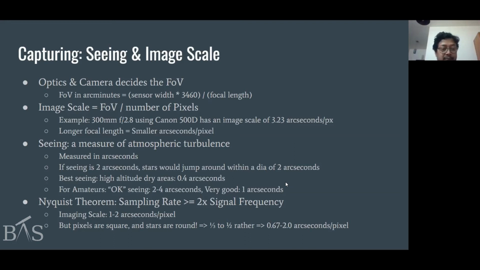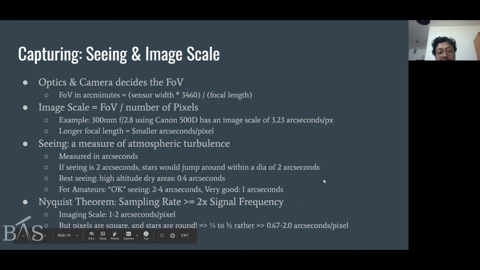So there comes a theory. If you want to sample something which is being splattered around by 2 to 4 arc seconds, your sampling rate has to be half of that. That means the pixel size you require to correctly capture data that is getting splattered around in 2 to 4 arc seconds should be half of that. So the imaging scale for mortal entities, for amateurs, where the seeing is 2 to 4 arc seconds, should be around 1 or 2 arc seconds per pixel.